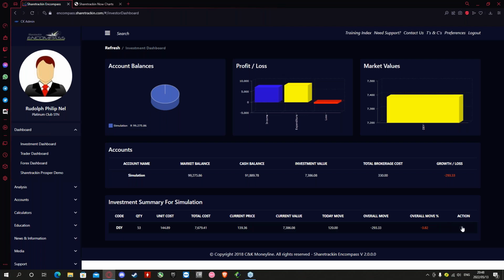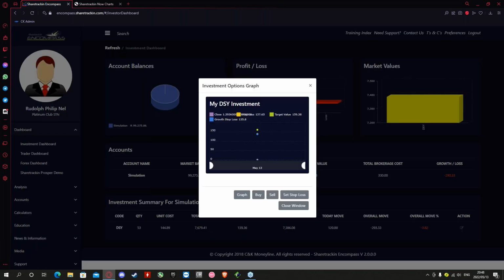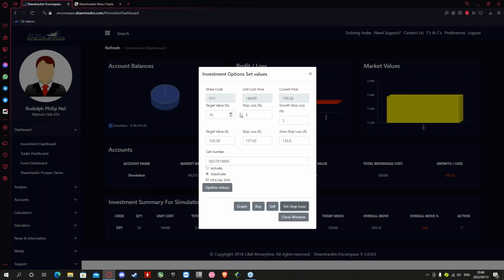So if we go to action, it will give you a small graph already with the preset values for your stop loss, your target value, and your gross stop loss. But we need to go and set up that now for ourselves. Okay, so we're going to go to set stop loss and then change our values.